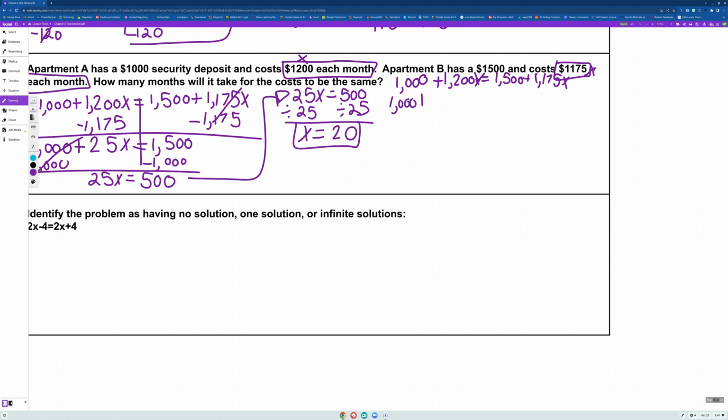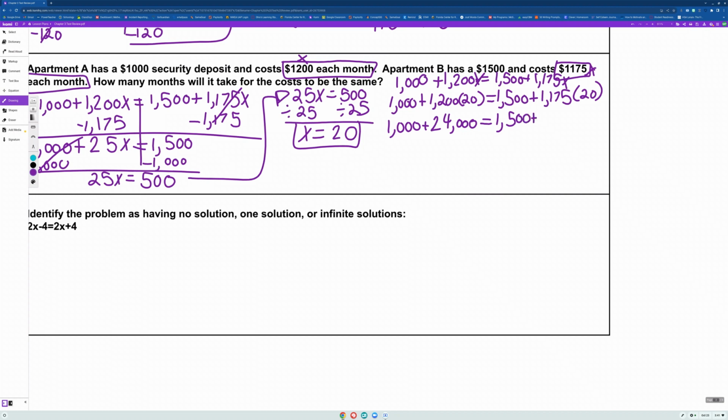1,000 plus 1,200 times 20 is equal to 1,500 plus 1,175 times 20. So following my order of operations, I'm going to get 1,000. And because I'm multiplying first, 1,200 times 20 is 24,000 is equal to 1,500.